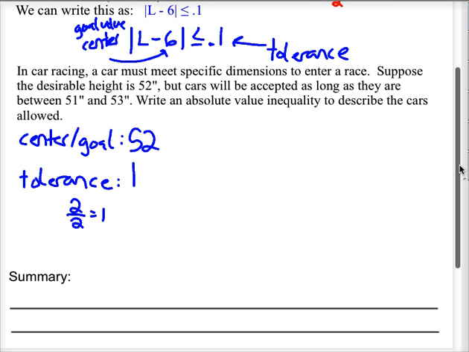And now to write the actual inequality. Here I'm going to use h for height. The variable minus the center, so the difference between our values and the goal value, we want that to be less than or equal to, within the tolerance of, 1. And that's how we could write that as an absolute value inequality.